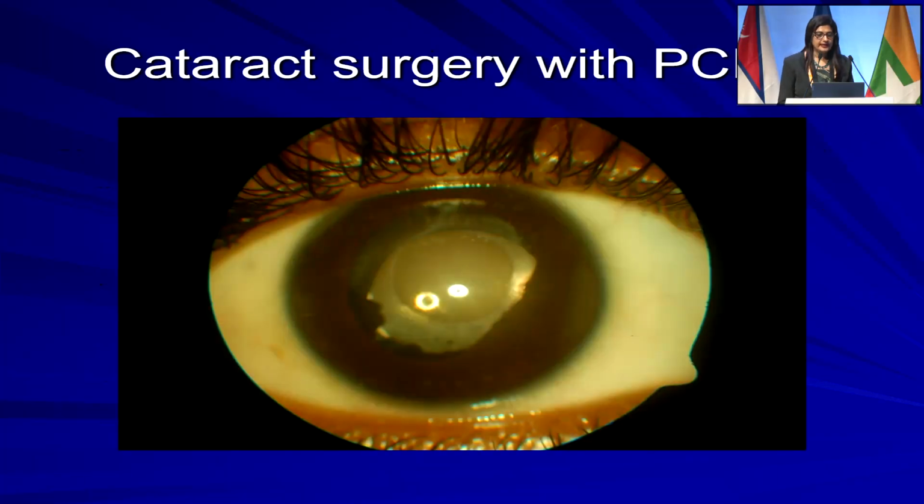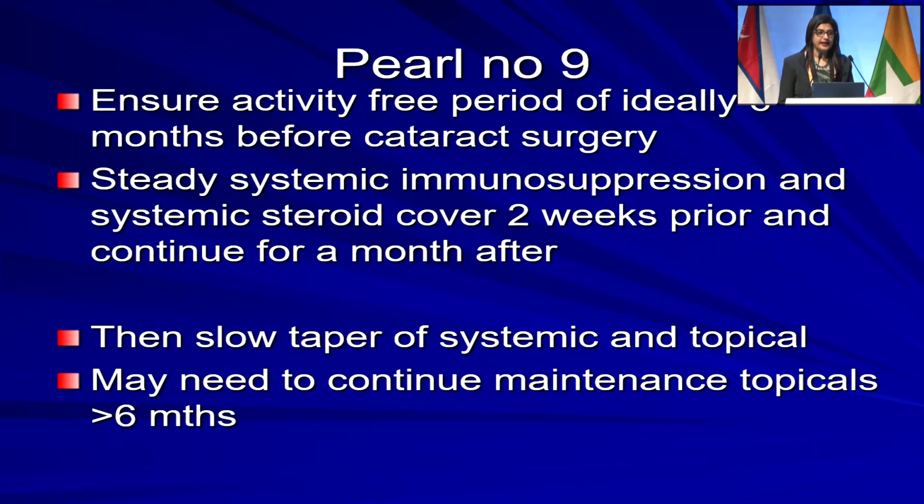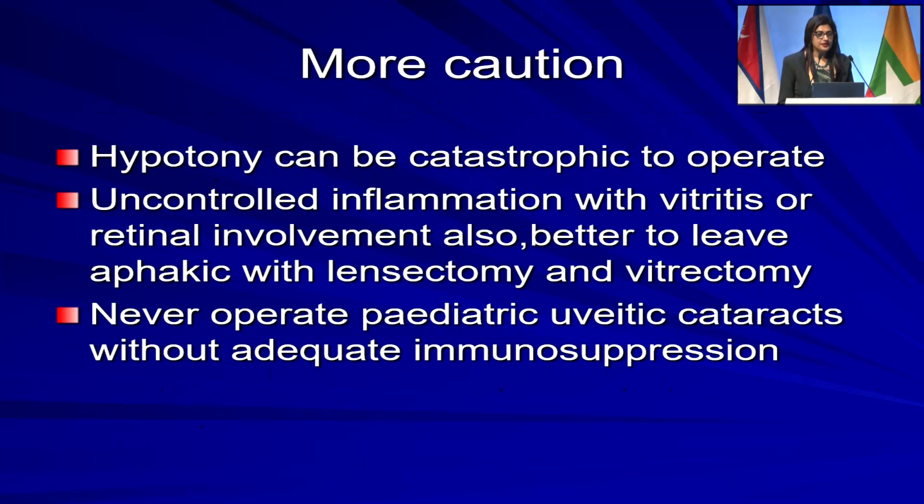Now, sequelae: cataract surgery has to be done. You can use posterior chamber intraocular lens in-the-bag implantation, but always, always remember, ensure an activity-free period of ideally 6 months before you take up for cataract surgery, with steady systemic immunosuppression, and give steroid cover at least 2 weeks prior and continue for a month after. Slow taper of both systemic and topical. Do not taper like you taper for your adult patients, and you may need to continue maintenance topicals for even more than 6 months. Remember to use more caution.